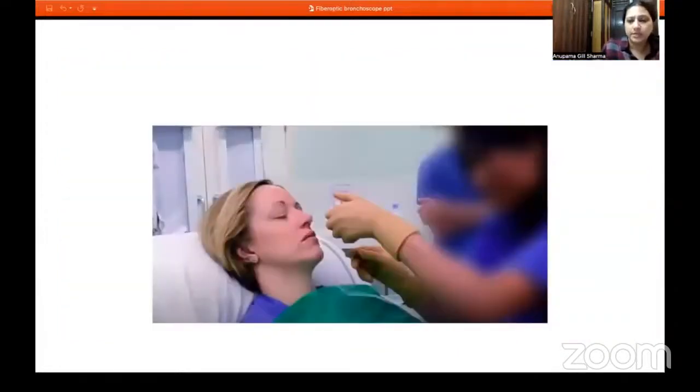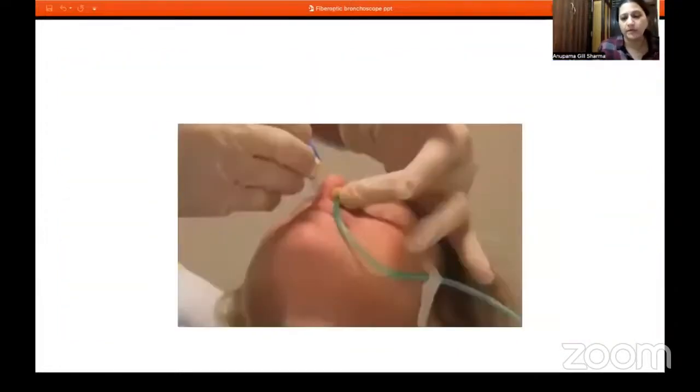10% xylocaine spray is being used, and vasoconstrictors are being instilled into the nasal cavity so as to minimize bleeding and increase the size of the passage for the tube. You can also see that oxygenation is being maintained through the other nostril.